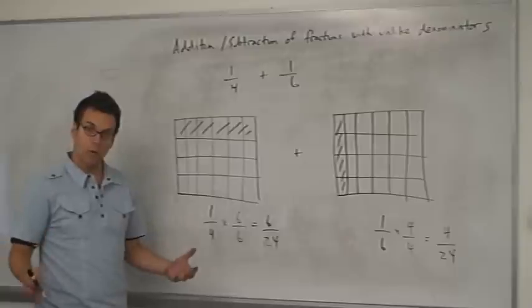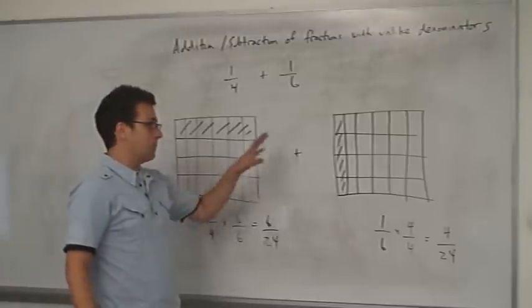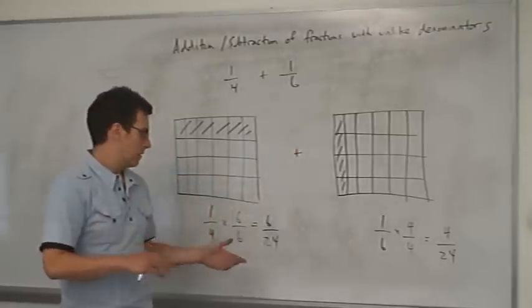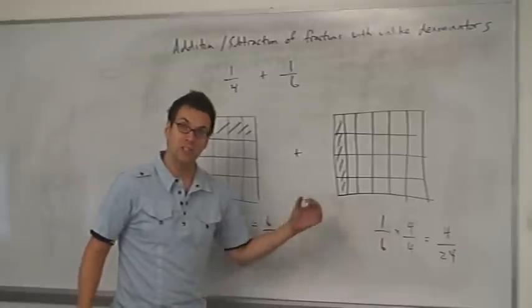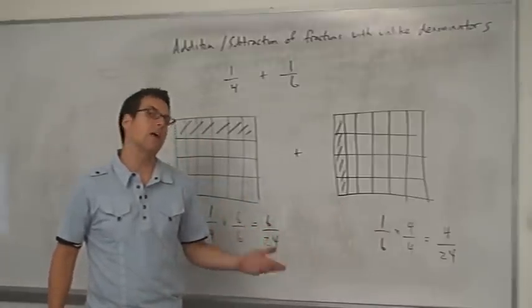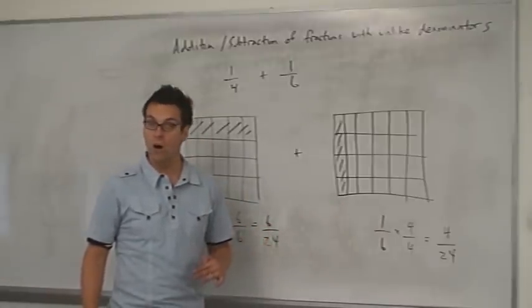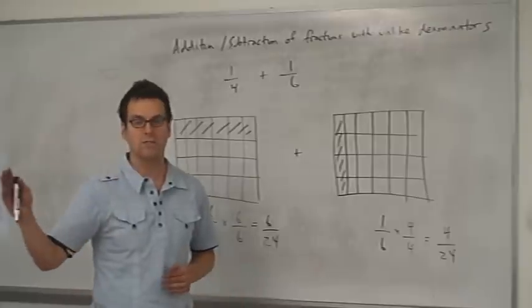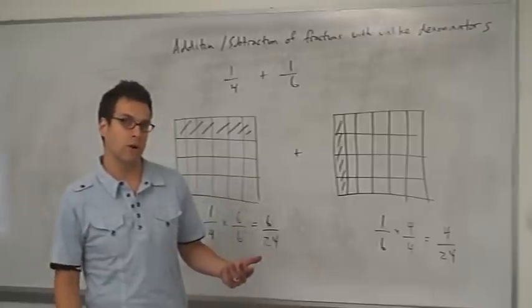Your students now are going to recognize that since the pieces in the diagrams are exactly the same size, and the denominators of your fractions are exactly the same, now they can add. And at this point, students know how to handle 6/24 plus 4/24. They know to add across the numerators and get an answer of 10/24.